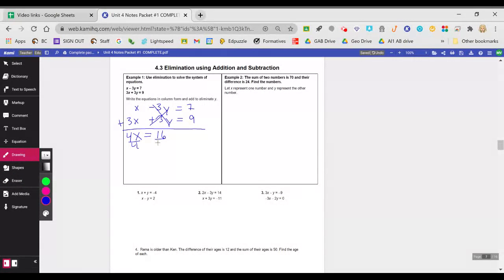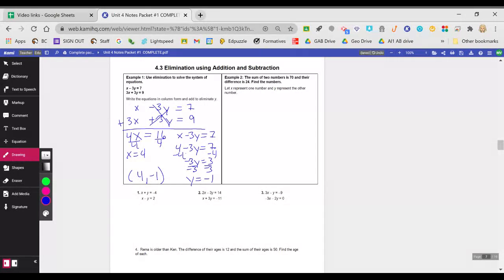I can then divide by 4, and I get x equals 4. So now, just like when we're doing substitution, I need to go back in and find out what y is. So I pick one of the equations. I'm going to choose the top one: x minus 3y equals 7. I substitute 4 for x. So it's 4 minus 3y equals 7. I subtract 4 from both sides. I get negative 3y equals 3. Divide by negative 3, and y equals negative 1. So the solution is (4, negative 1).